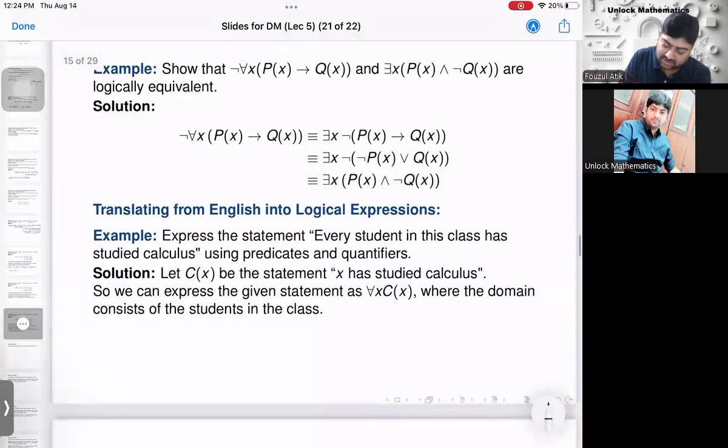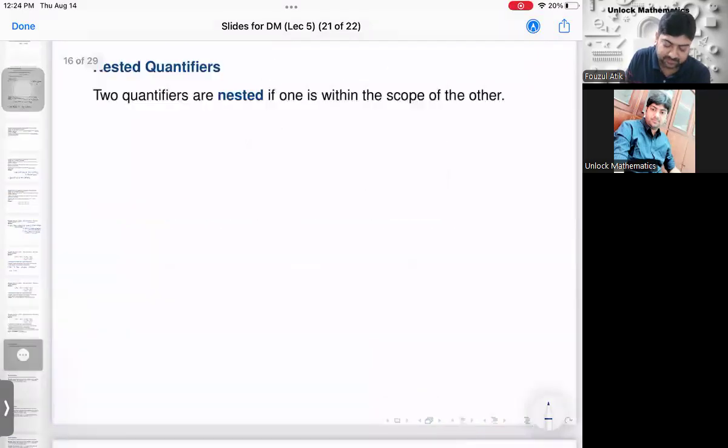Yeah, so you can write it as for all x C(x), where the domain consists of all students in your class. Done, right? In this way you can write an English sentence as a logical expression using quantifiers and predicates. We will discuss a lot of examples like that in another video.